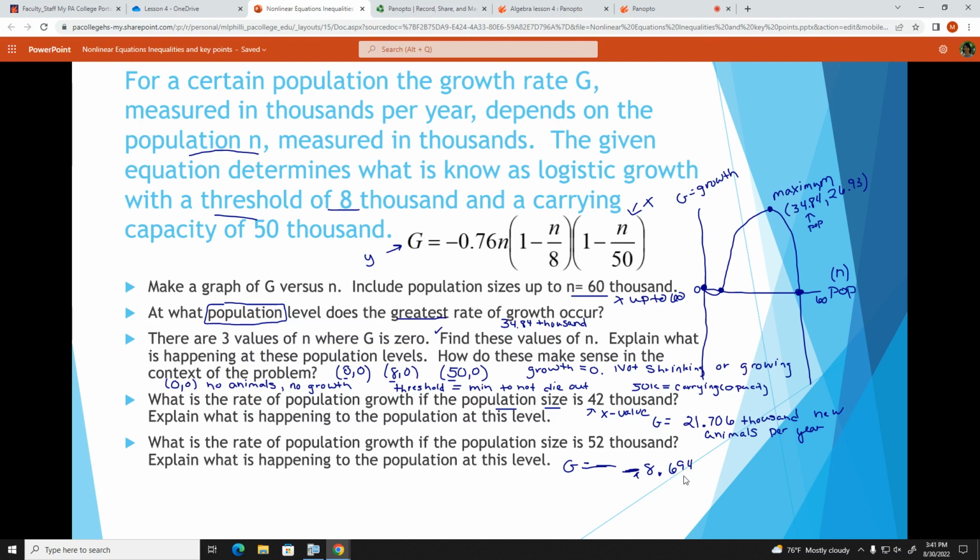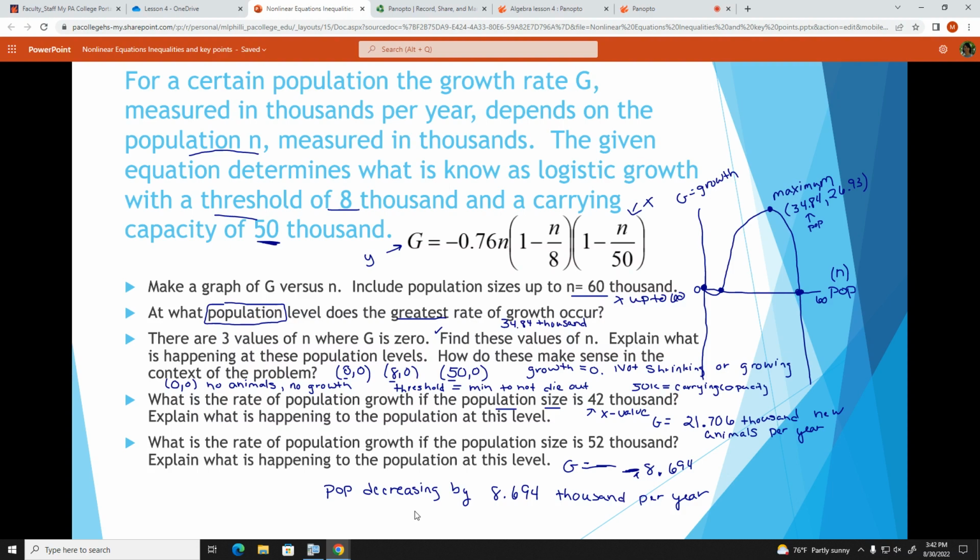So what does this mean? Well, this means thousands. And the negative here means that the population is shrinking or decreasing by 8.694 thousand per year. So if I try to make some sense of that in the problem, we had noted that the carrying capacity, the environment here, can only support 50,000. And so when we're having a population of 52,000, our population has exceeded the resources. And so that population is going to start to die out. And so that is what's happening with this negative growth. That means the population is actually decreasing at that point.